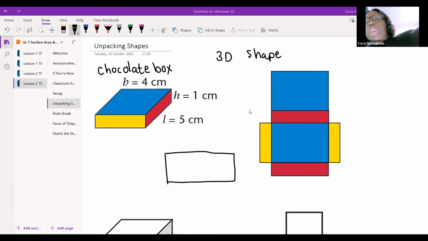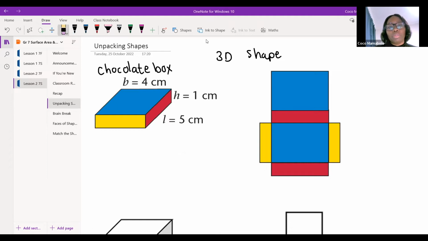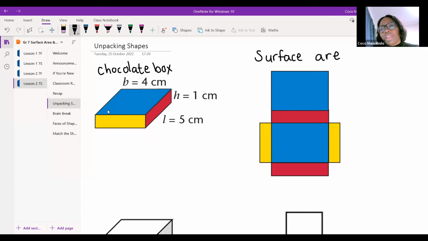Now, what we're going to be learning about today, guys, is not volume. We're not going to learn about volume because I know you guys know about volume. What we're going to be learning about is surface area. Can anybody tell me what a surface area is? Does anybody know? I'll give you a hint. It has something to do with area. Emmanuel, what do you say? What is a surface area?